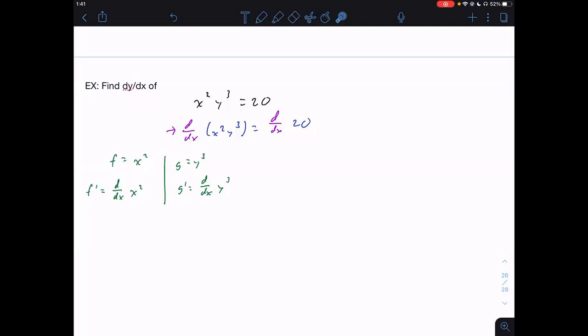Okay, which will give us what here? All right, so here we get f prime, and since we're taking the derivative of an x variable, that's going to be dx over dx, and the derivative of x squared is 2x. And then for g prime, we take the derivative of a y variable, so we're going to include that differential of dy over dx, and the derivative of y cubed is 3y squared.